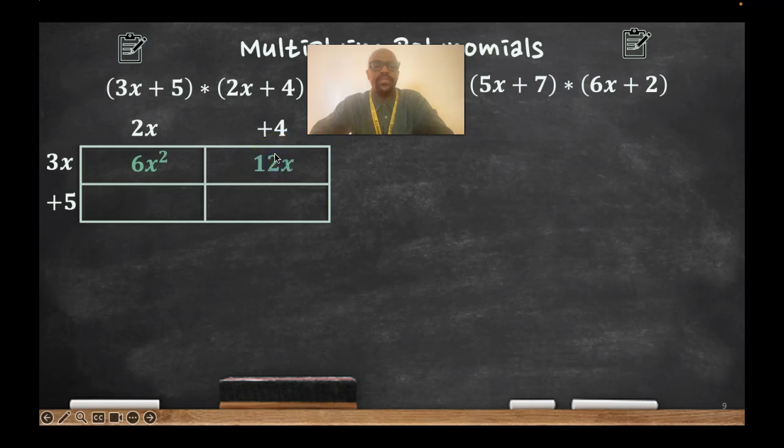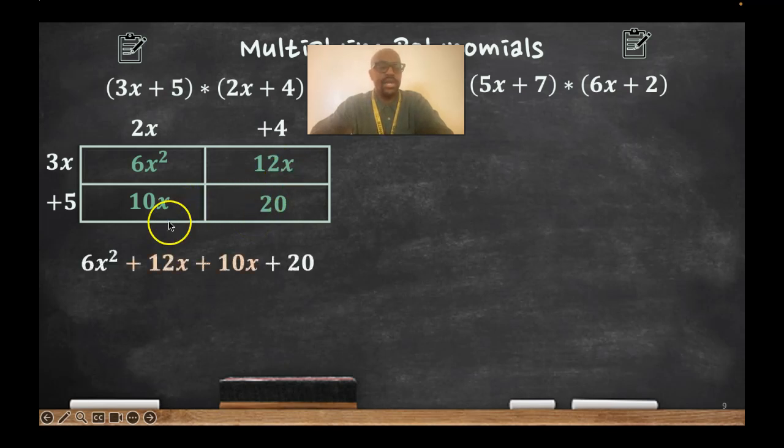All right. And then if you look here, this 12x came from 4 times 3x. This 10x comes from 2x times 5. And then this 20 comes from a positive 4 times a positive 5. Now notice here you have like terms. You have a 12x and you have a 10x. Because you have like terms, you have to simplify that as well.